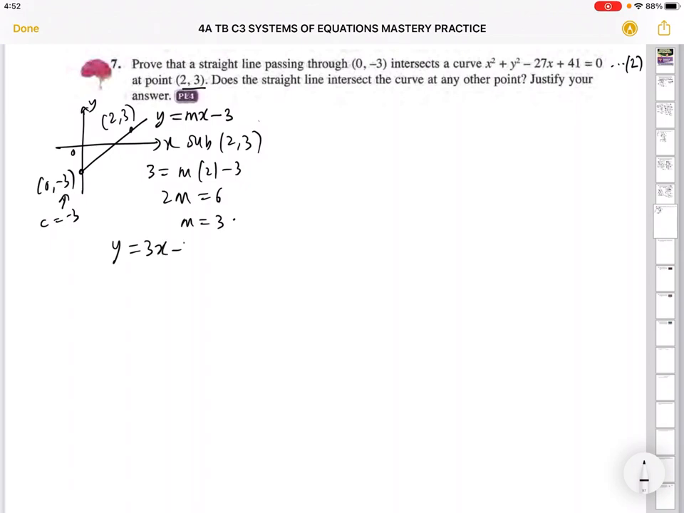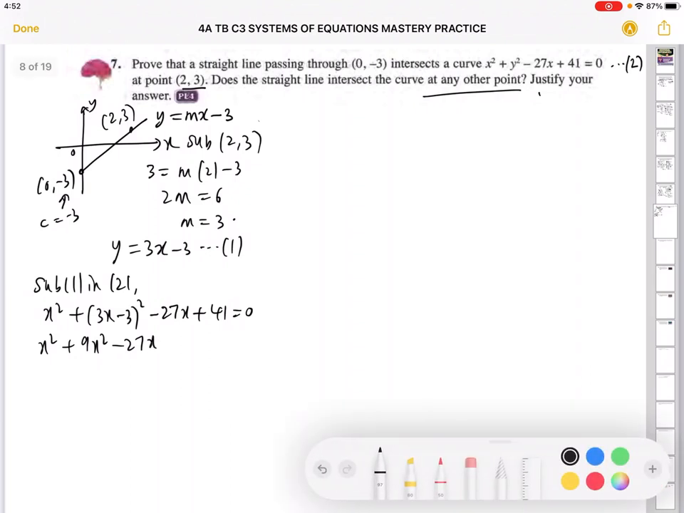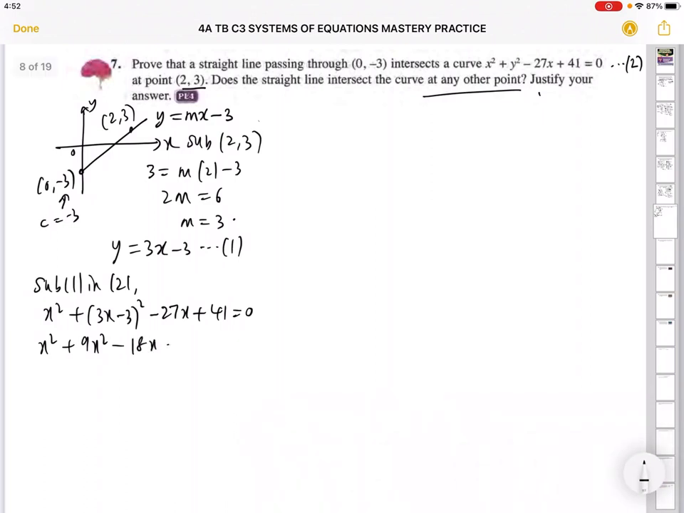Now we solve them simultaneously. Does the straight line intersect the curve at any other point? We need to find out. So we take equation 1 and sub inside equation 2. My equation is x squared plus y squared, y is now 3x minus 3, square it, minus 27x plus 41 equals 0. Let us expand this: 9x squared, 9, 9... oh sorry, this is not 27, this is 18. 2 times 3 is 6, 6 times 3 is 18. This is 3 squared, 9. This is minus 27x plus 41 equals 0.